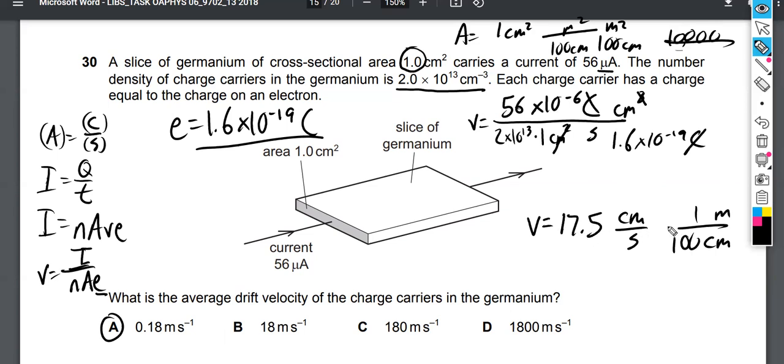All right, if you type all that in the calculator, it ends up at 17.5 centimeters per second. So dividing by 100, you get 0.175 meters per second. And indeed, choice A is the reasonable one there, and it's the correct answer to this question.